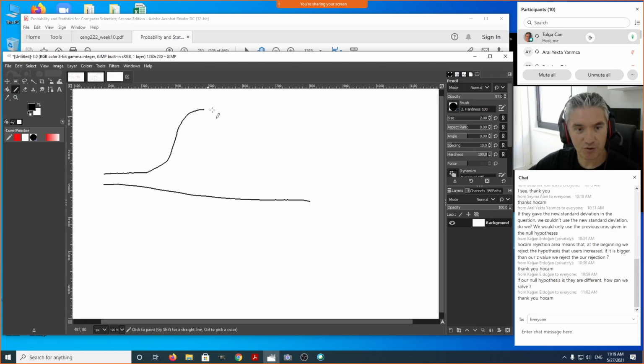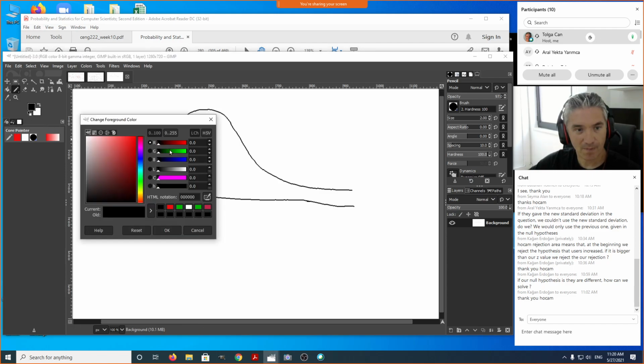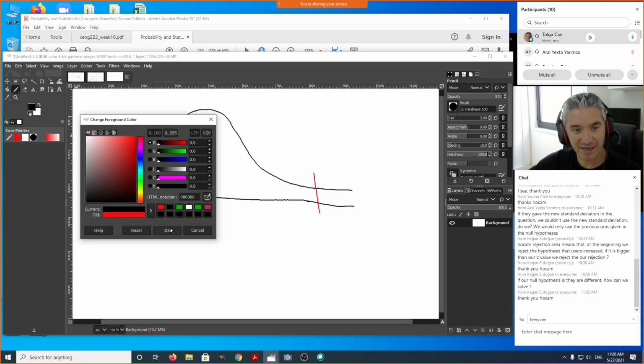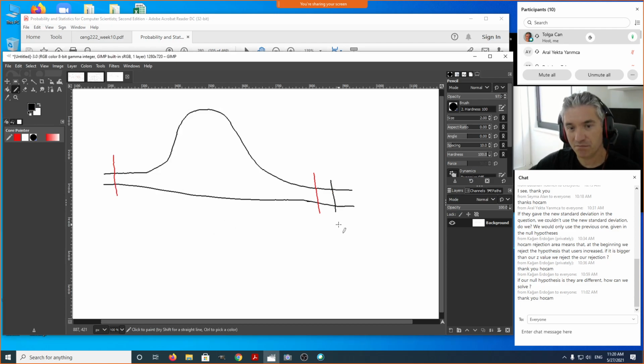So I'm trying to do this. If we had fixed alphas, imagine these are fixed alpha values. When we had them, if our z value is here, we are rejecting the null hypothesis. And when the z value is here, we are accepting the null hypothesis. And these two z values may be close to each other, actually.